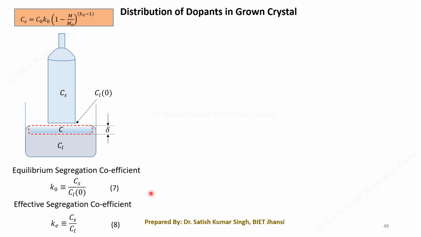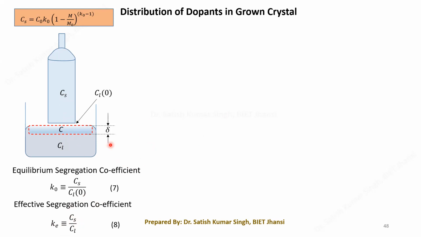Now let me derive the equation for this effective segregation coefficient Ke. For that we need to follow certain mathematics, certain physics. We will be starting with the continuity equation, because here we have to write the continuity equation in this particular fluid, and then we can derive the equation for Ke. What will be the ratio Cs upon Cl in this particular case?